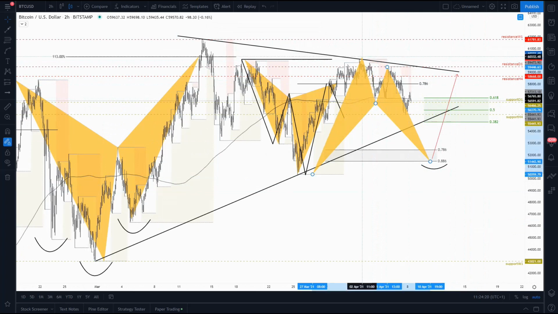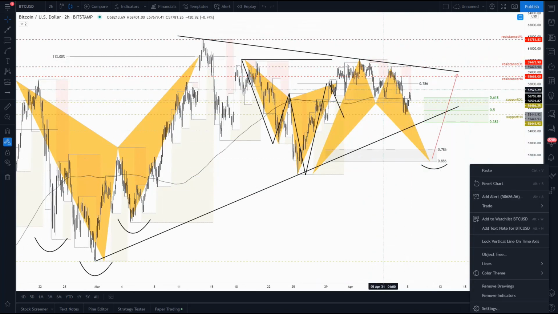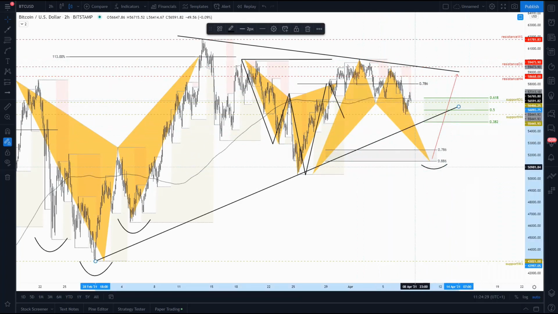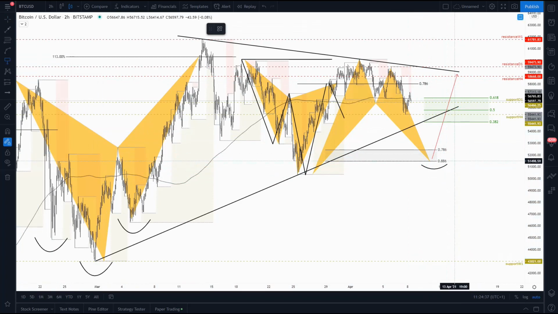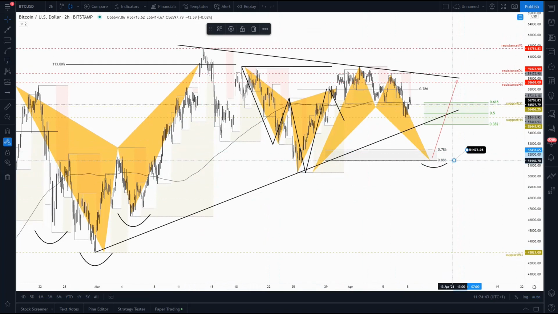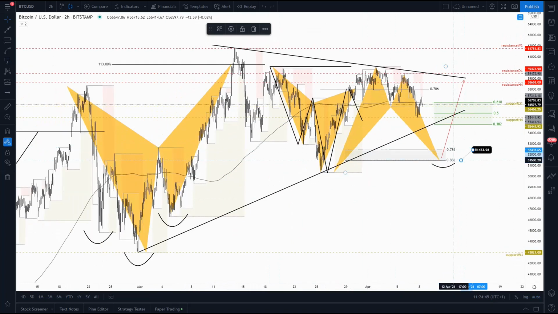Of course, I need to see to believe. First of all, I need to see the violation of the trend line. I need to see how the market will behave as soon as it approaches the 88.6% Fibonacci level. So if we need a price for that level, 51,473. So that's the exact price where the pattern will complete.